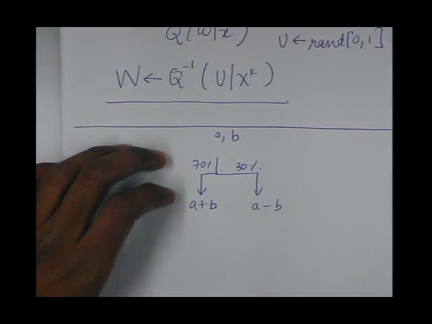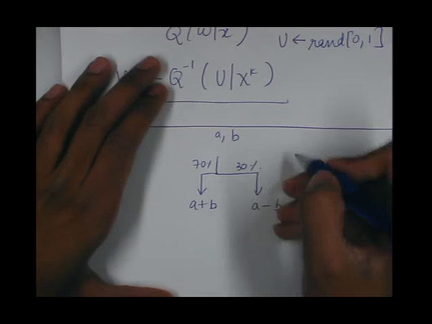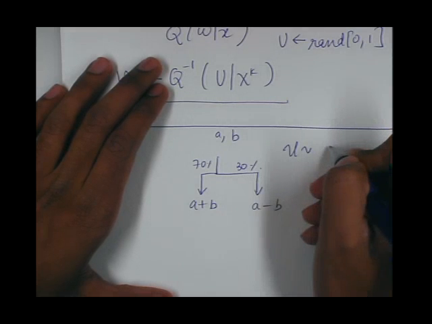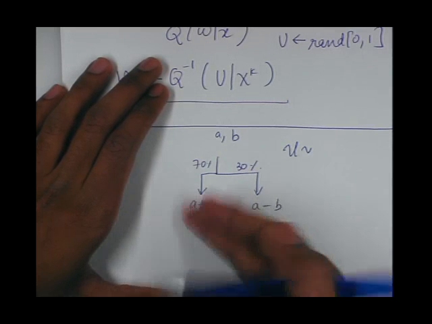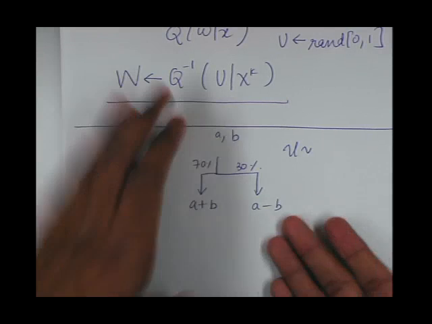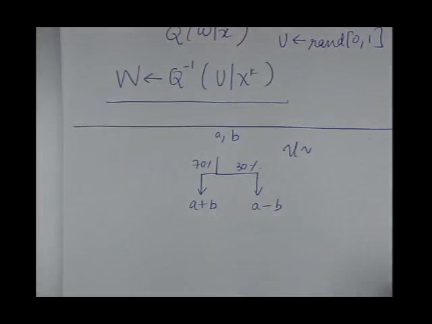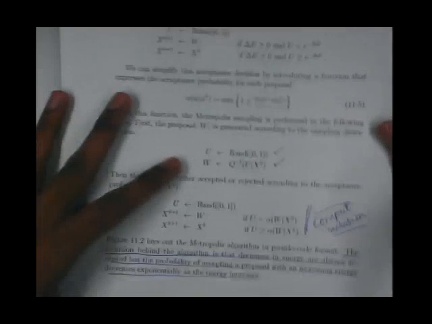Generate a random number. That's it. So that's all it is. You just generate a uniform random variable between 0 and 1. And if it's less than 0.7, you just do A plus B. If it's greater than 0.7, then you just do A minus B, right? So that's all that this step is trying to tell you.